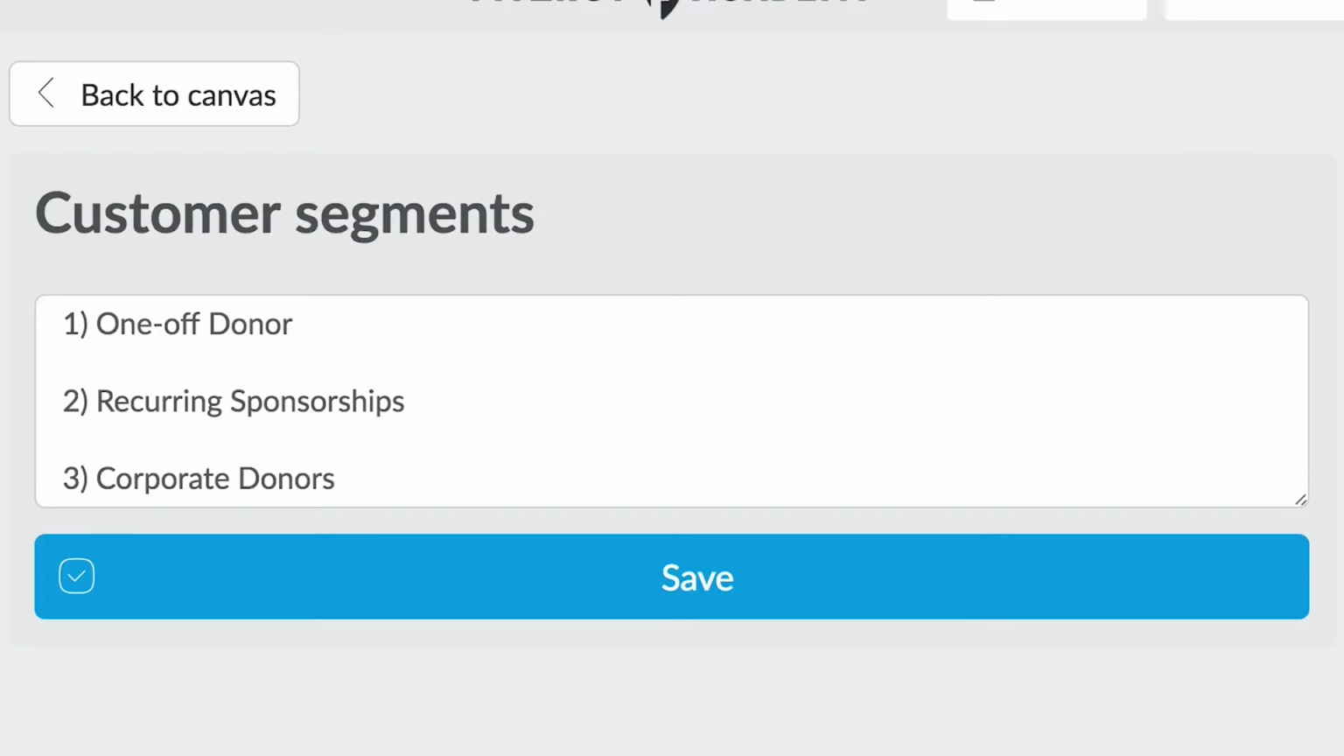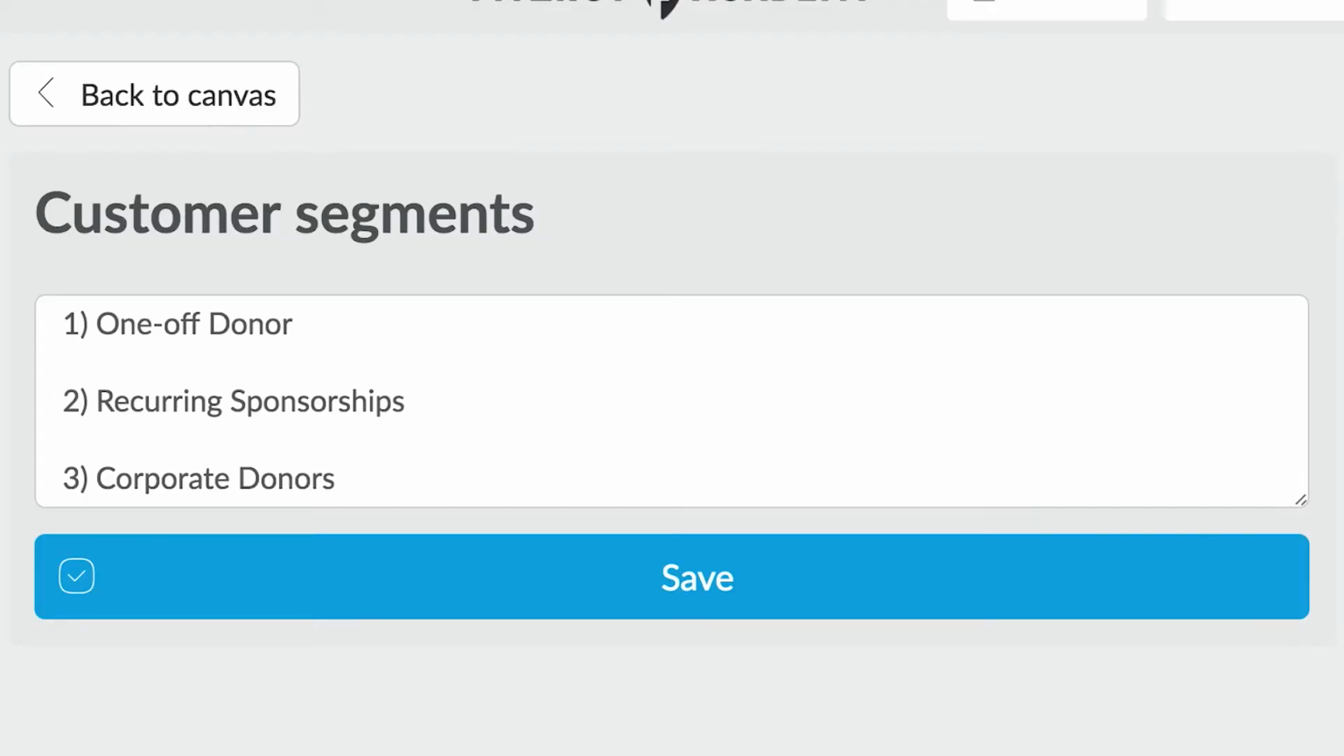The next category we have is someone who's giving a recurring sponsorship. If you think of something like the World Vision sponsor a child program, that's really a good model we're all familiar with. This might be an individual or it might be a family, and it's someone who is committed to giving $10, $20, $100 a month to a particular cause on an ongoing basis.